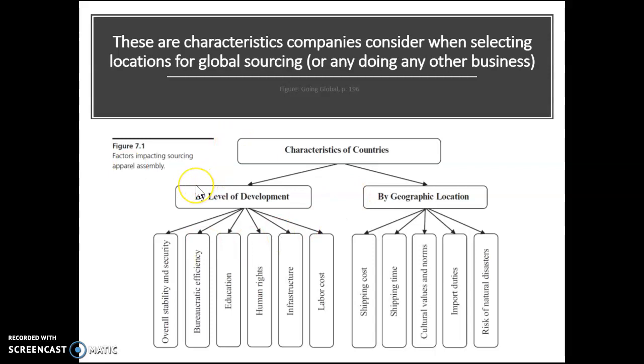So let's go through each of these one by one. These are all of the different categories or factors that you'll have to think about, and I'm going to give you definitions of what all of these mean.